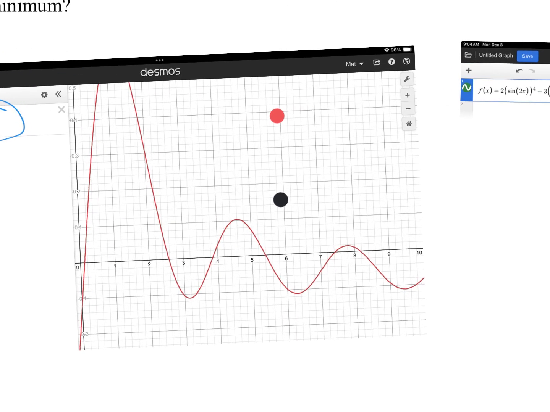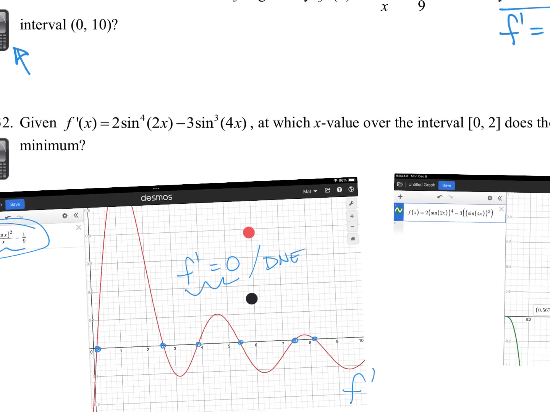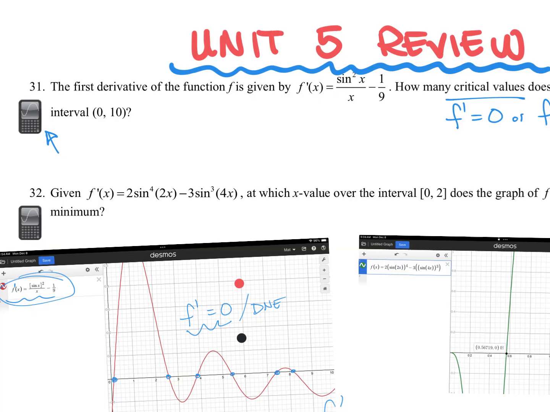So critical points, I know I need f prime to equal 0 or does not exist. And this is a graph of f prime. So I don't see any places where this graph f prime doesn't exist. So let's find all the places where this graph f prime equals 0. That's a 1, that's a 2, a 3, a 4, and I zoomed in real good so I could see a 5 and a 6. So there's 6 times where f prime equals 0, meaning there's 6 critical points.